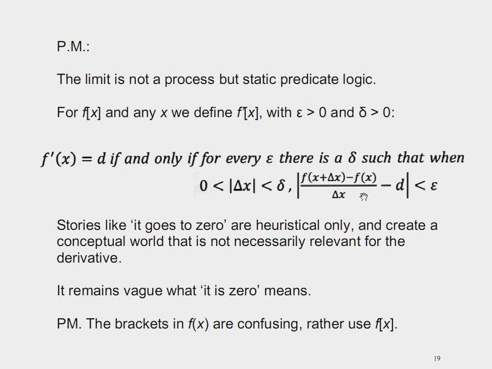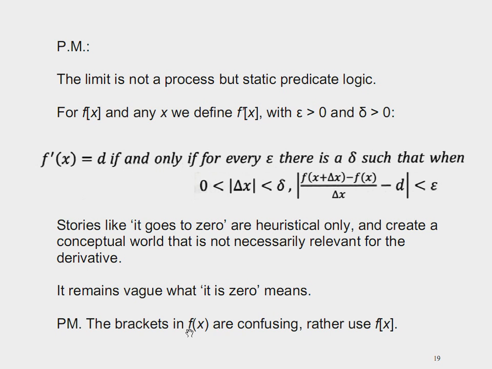It's a static predicate. And stories like "it goes to 0" are only heuristical, and they create a conceptual world that's not necessarily relevant for the derivative. So it makes students think about all kinds of things, but not the things that are relevant for them. It's also vague here what it means that it is 0. When delta x is 0, it's not really expressed here what the meaning of that is, while in fact in the derivative we assume that delta x is 0. So it's a very confusing idea.